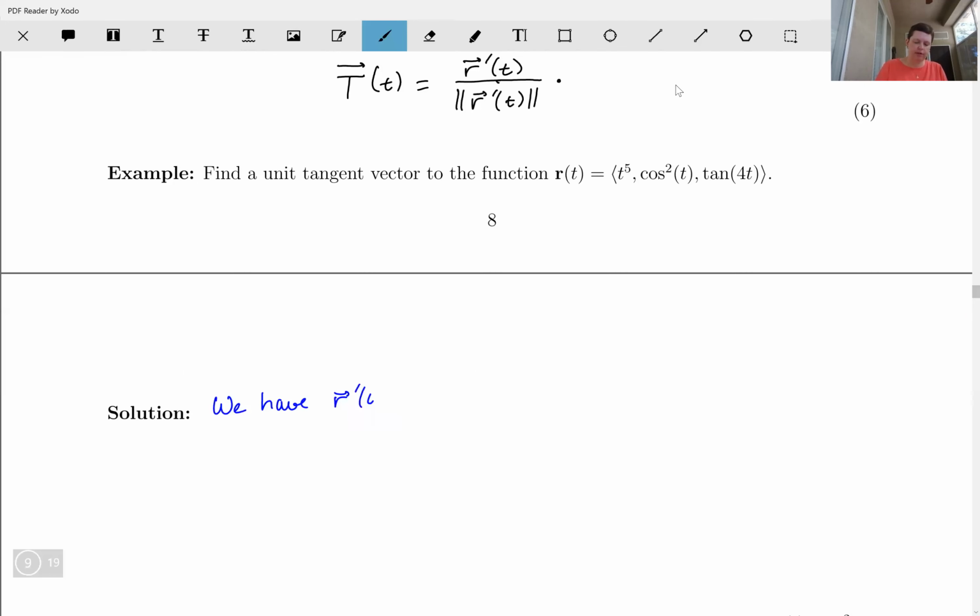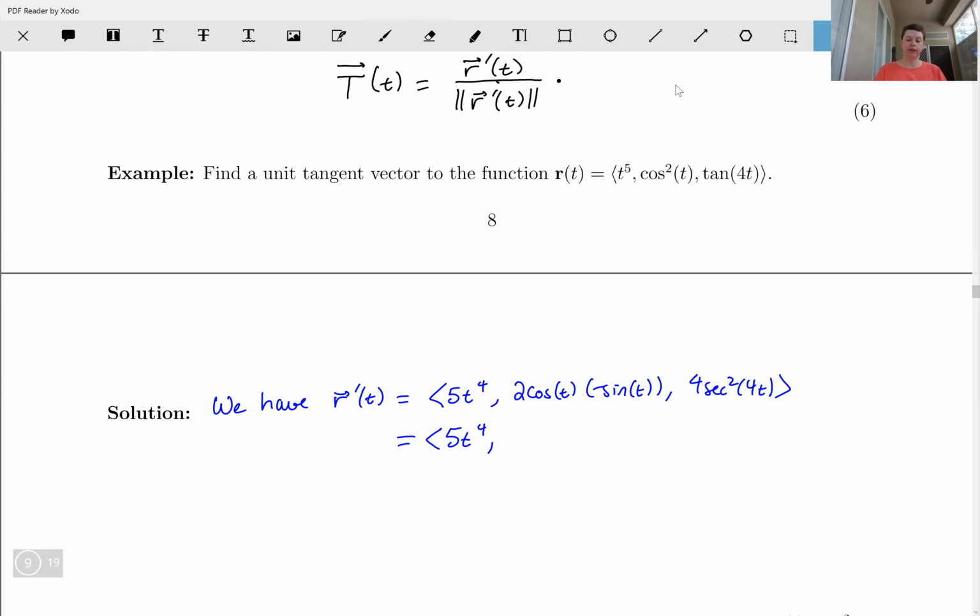You should try to do it yourself, but the vector's components are 5t to the fourth. The derivative of cosine squared t is 2 cosine t times negative sine of t. And the derivative of tangent 4t, if you'll recall, gives me 4 secant squared 4t. We can write the middle one a little more succinctly: 2 cosine t sine t, or 2 sine t cosine t, is the sine of 2t. So I really have minus sine 2t, and that's the only one I can simplify.